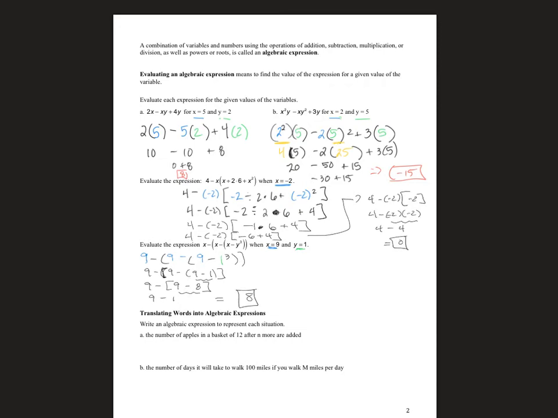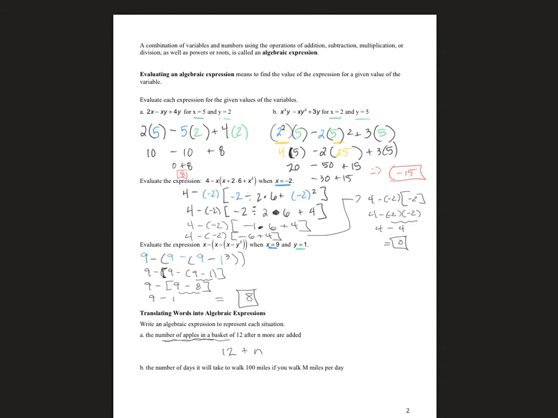Now, what happens if you're given words? You're going to be working with word problems where you're going to be given words that can be translated into mathematical expressions. So for example, the number of apples in a basket of 12. So we're starting with 12 apples in the basket, and we're adding n to them. So you would represent that as an expression as 12 plus n.